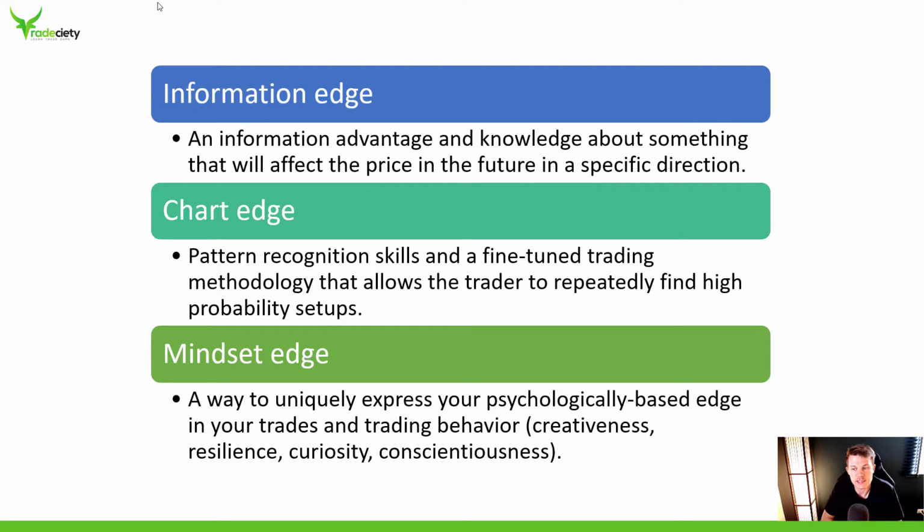So the first edge, we can call it an information edge, and it means that you have knowledge about something very specific that will affect the price in a given instrument in a specific direction. Obviously this is very abstract, but what it means is that you have information that is probably and hopefully not publicly available, but it will affect a specific market in a certain way in the future. This is usually how big hedge funds, banks, or other large institutions operate, because they have a huge budget and they can really afford to invest in big research.